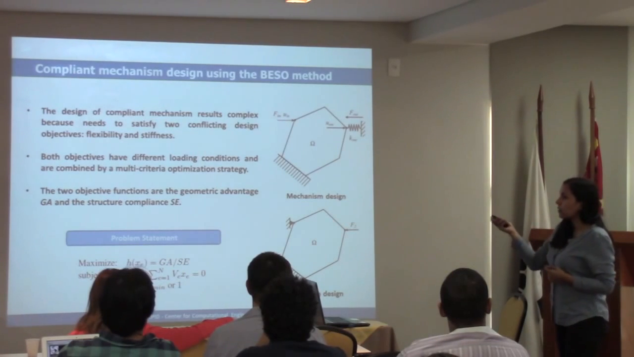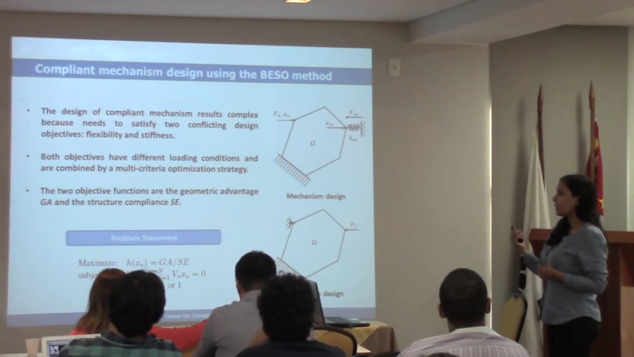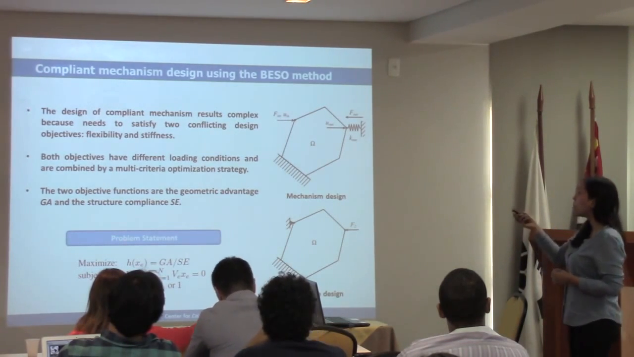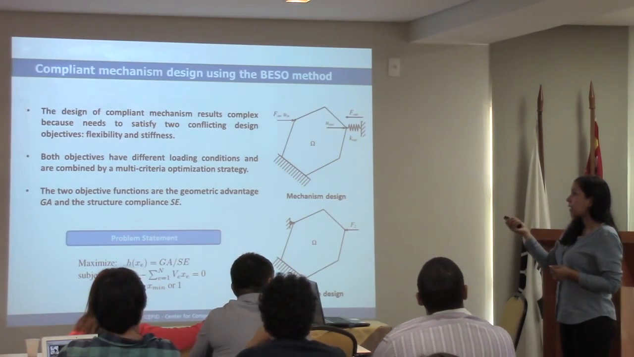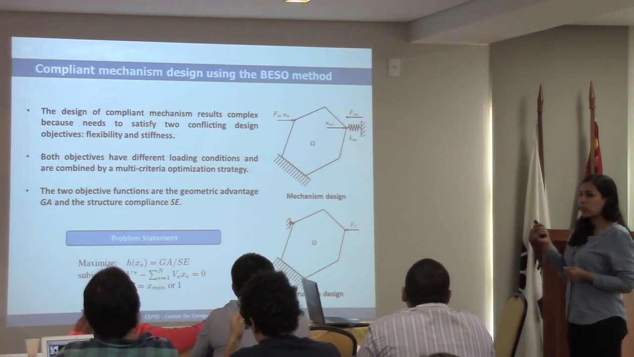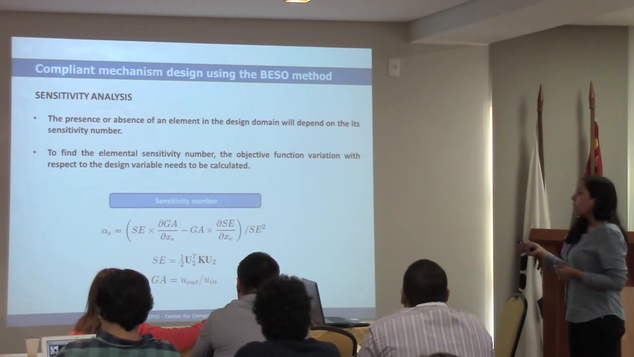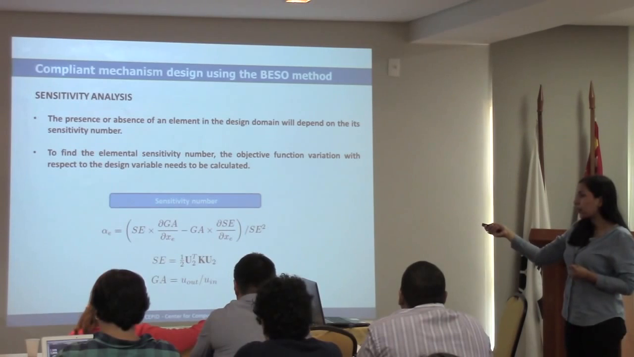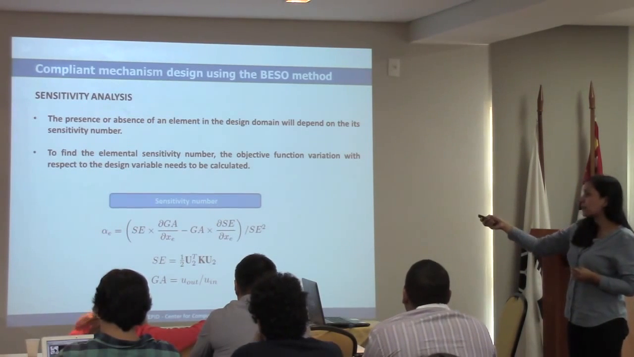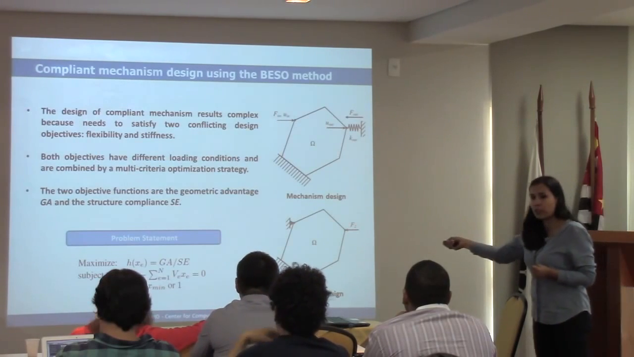So there are these two different loading conditions with two objective functions that we will be putting together in only one. That is the problem statement: to maximize GA, which is called the geometric advantage, basically the ratio between the output displacement and the input displacement, and SA, which is the compliance of the structure. Here we can see that GA is the ratio of the two displacements, and this is the expression for the compliance of this structure.